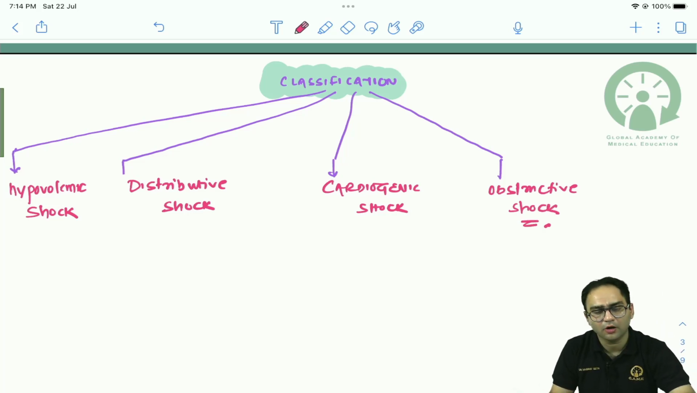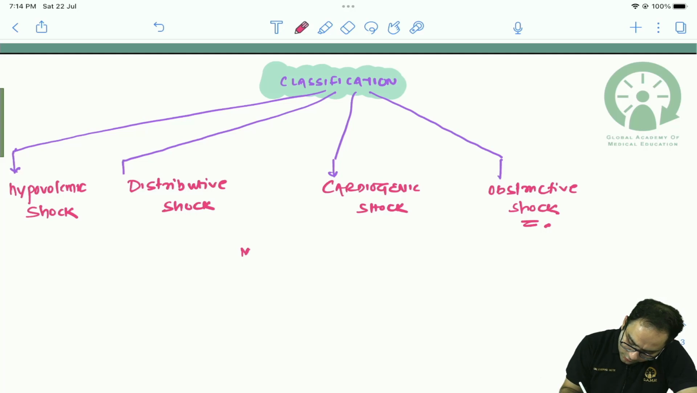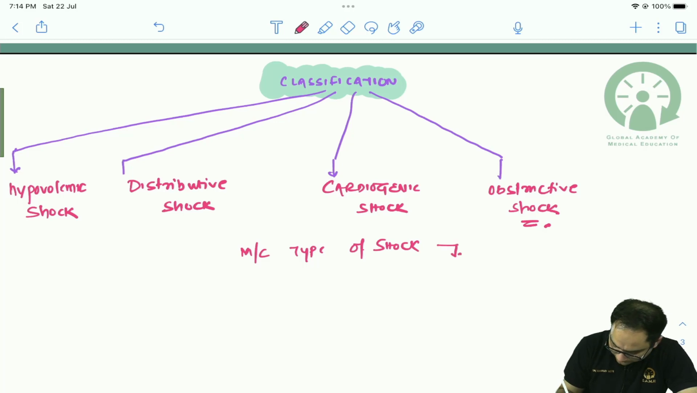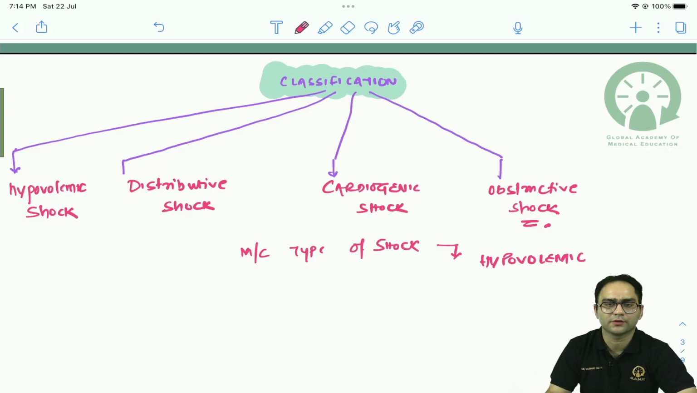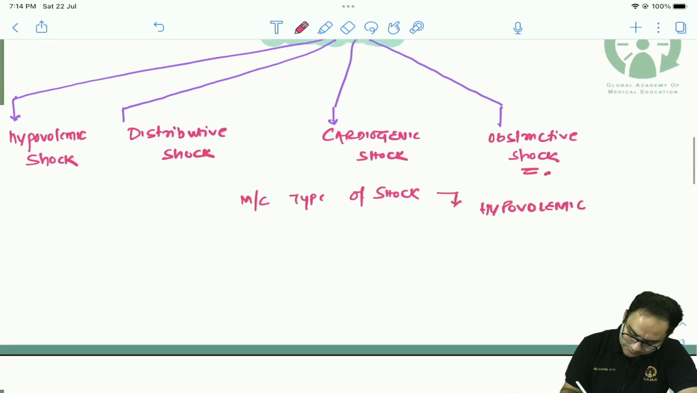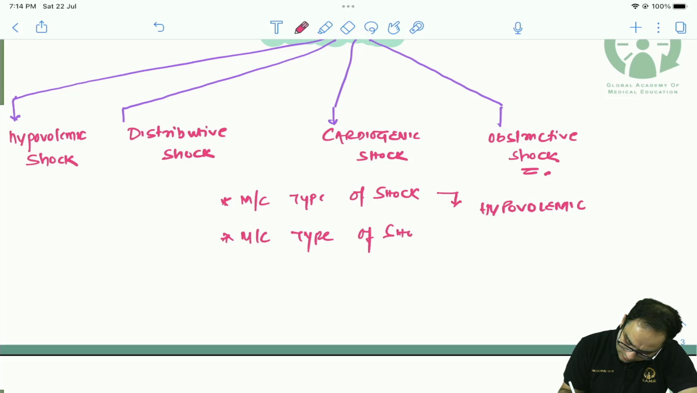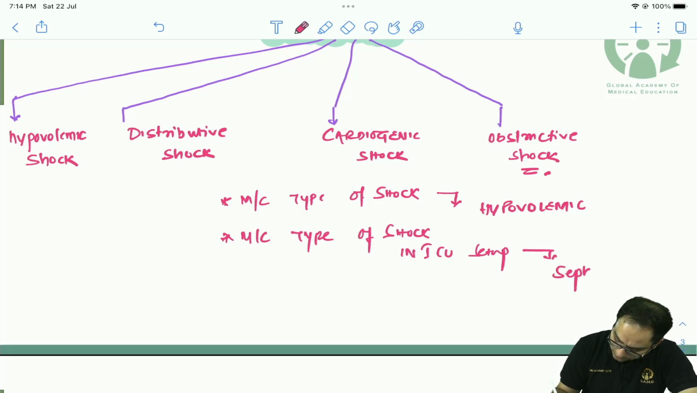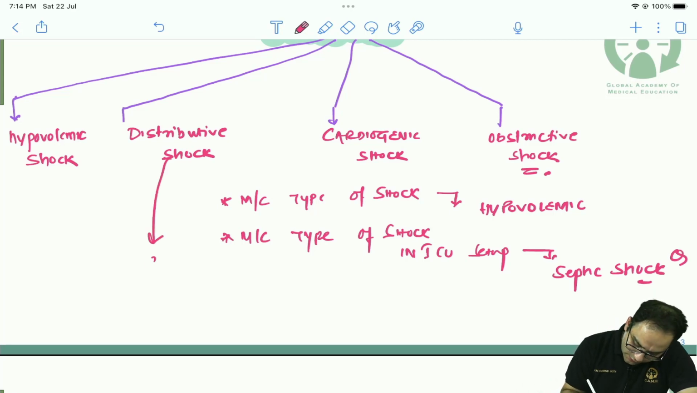Now, what you have to remember is the most common type of shock overall is hypovolemic shock. But the most common type of shock in the ICU setup is septic shock, right? And septic shock basically falls into the category of distributive shock.